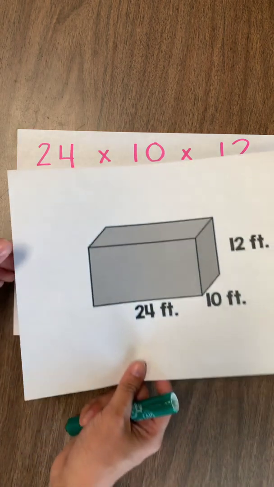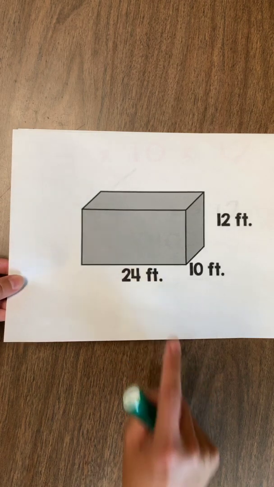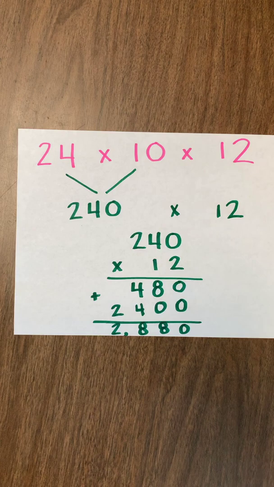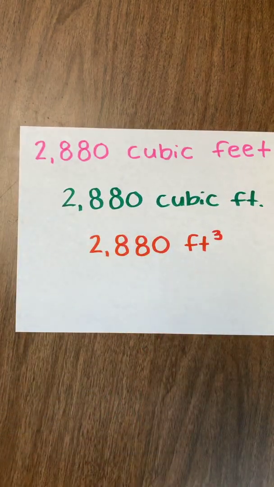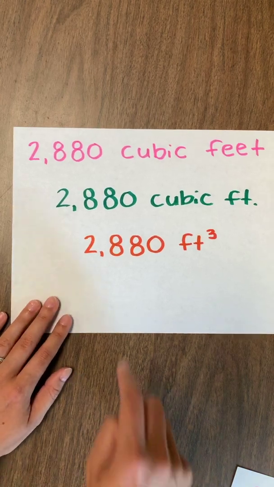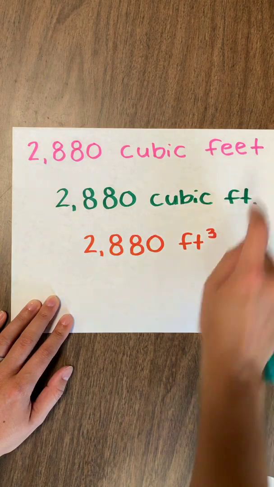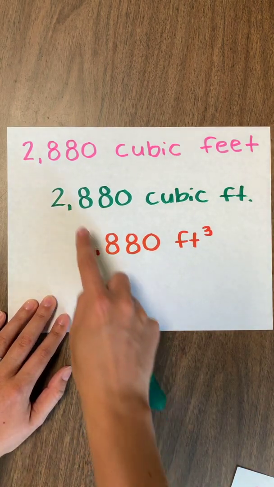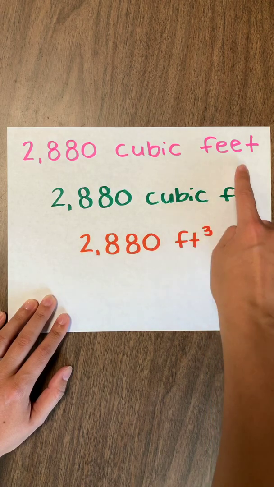Now, to properly write this, we have a few options. So with the problem, I know the unit was feet. But when it comes to volume, I know that it needs to be written as cubic feet. So there are a handful of ways I could write this. Here are our choices. I could write it out word for word and write 2,880 cubic feet. I could abbreviate it slightly and do 2,880 cubic feet and abbreviate the word feet.